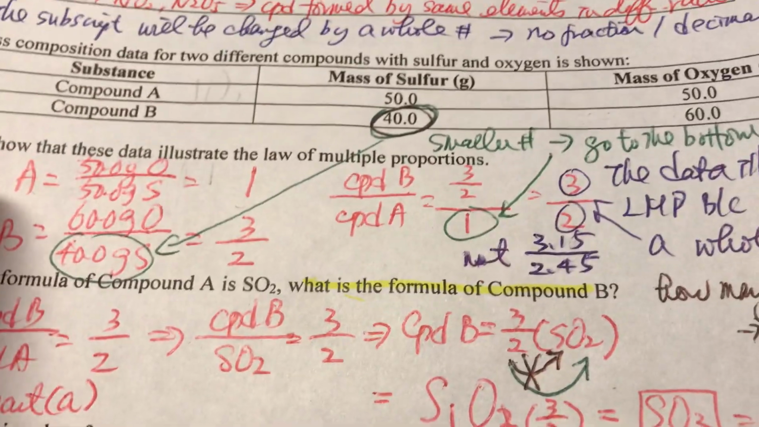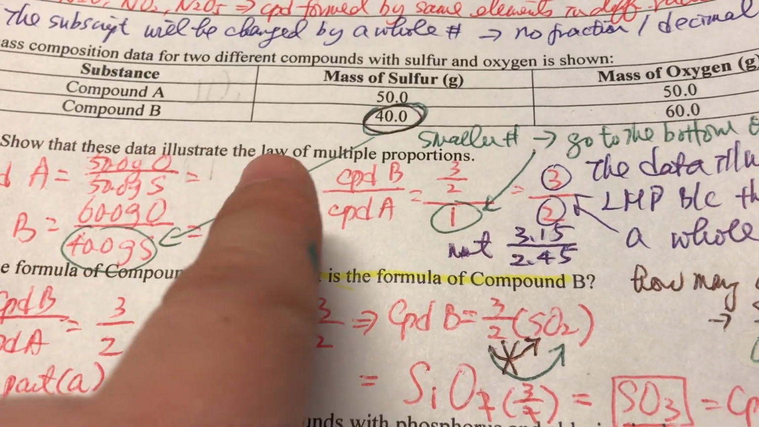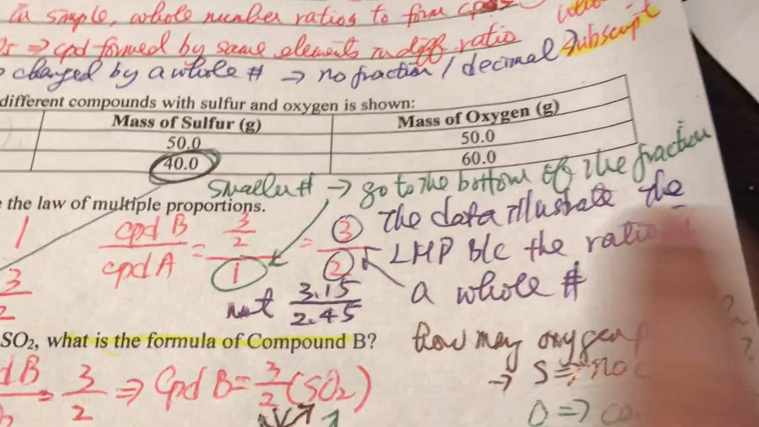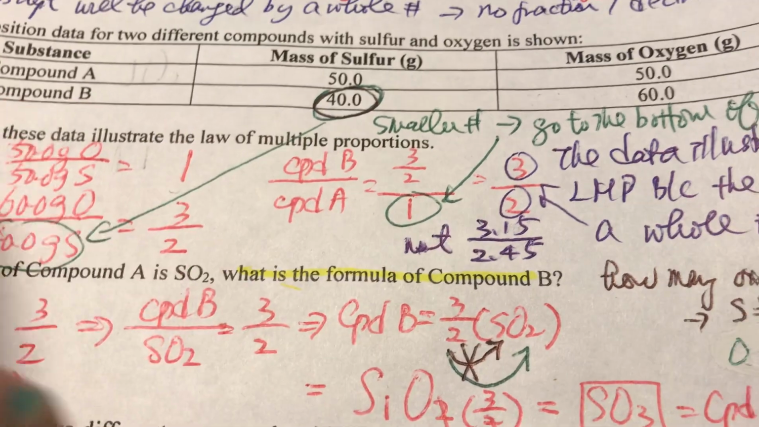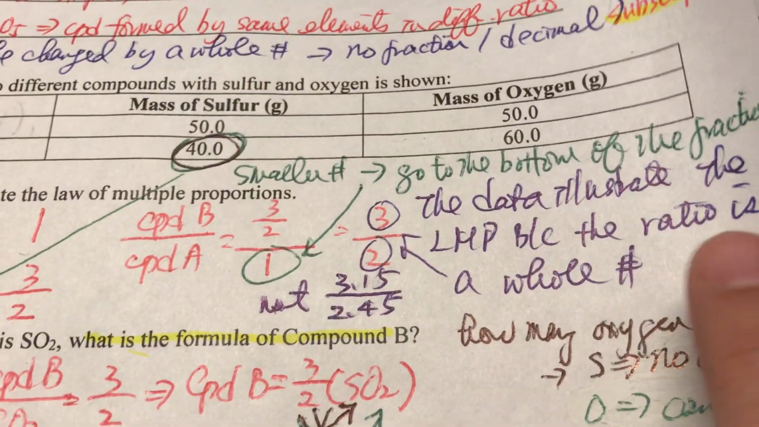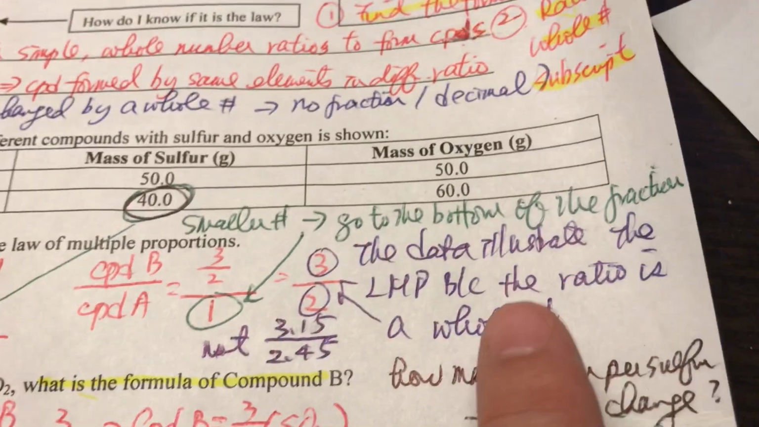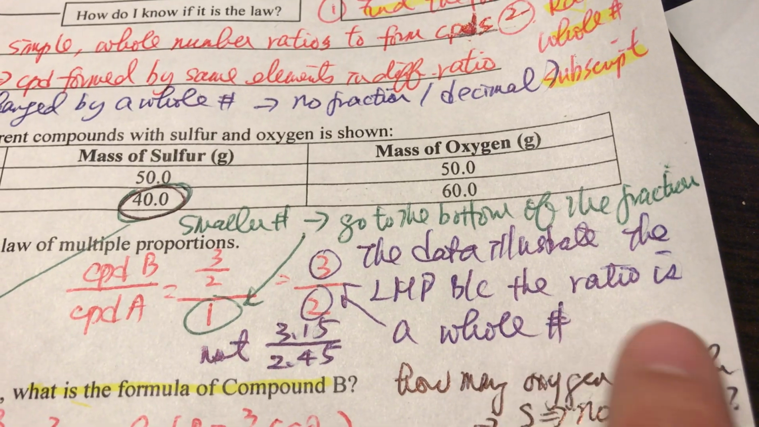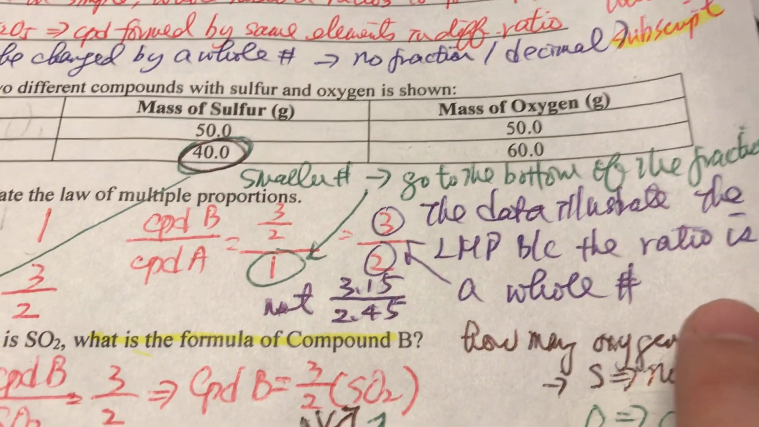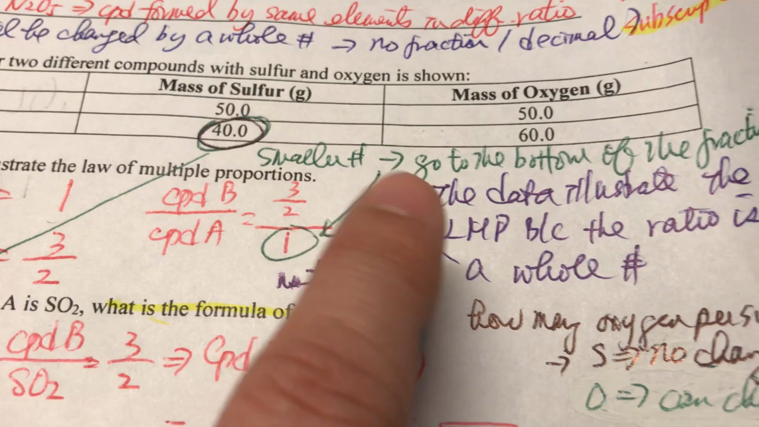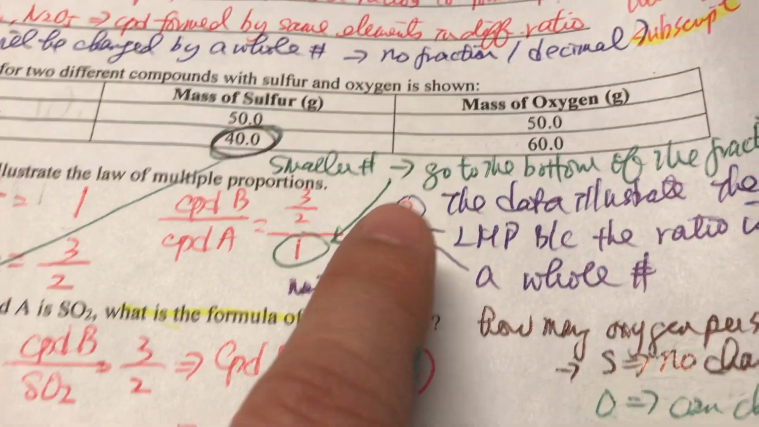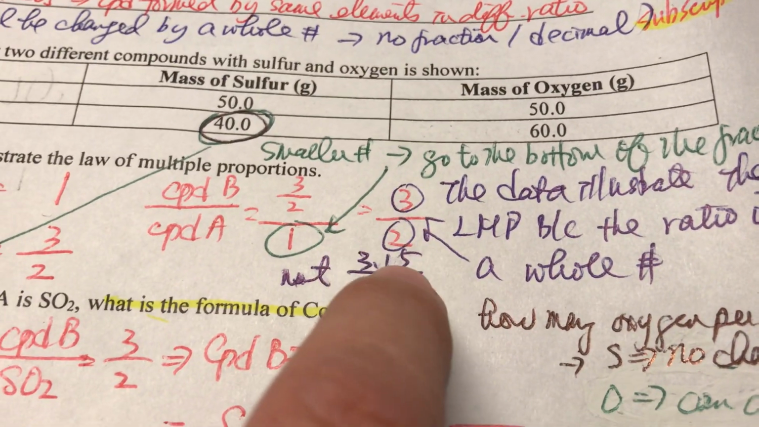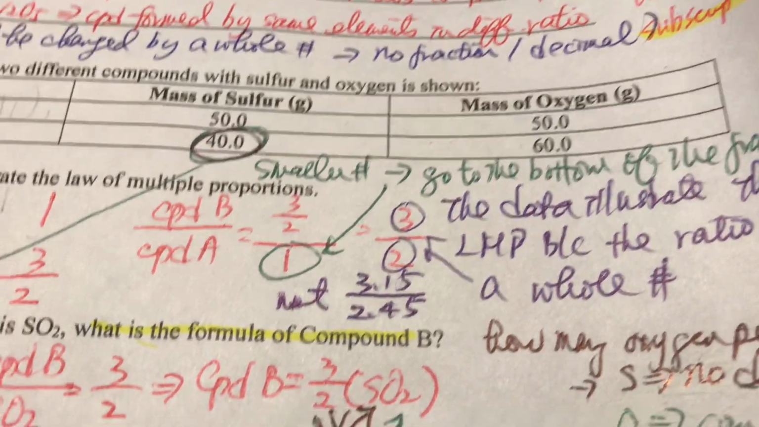So I can answer part A. Show me the data, how the data support the law. So my answer, like this part, the red part is the work, and the blue sentence is the answer for part A. The data illustrate the LMP because the ratio is a whole number. Again, I say whole number, it's not 3 over 2. I say 3 is a whole number, 2 is a whole number.